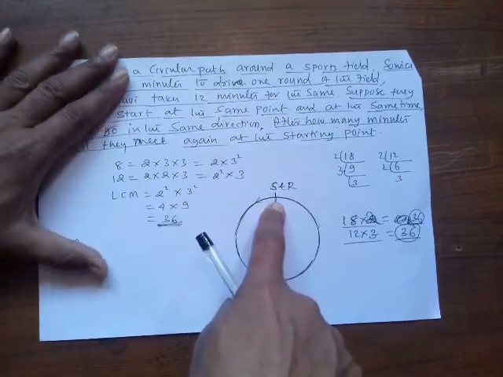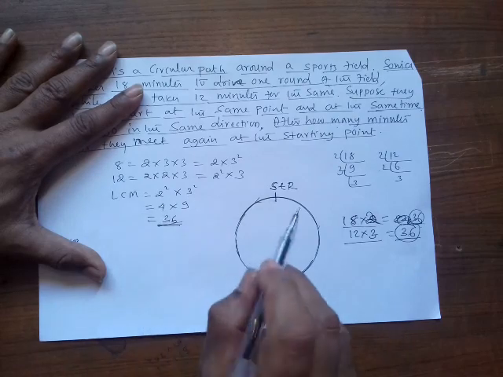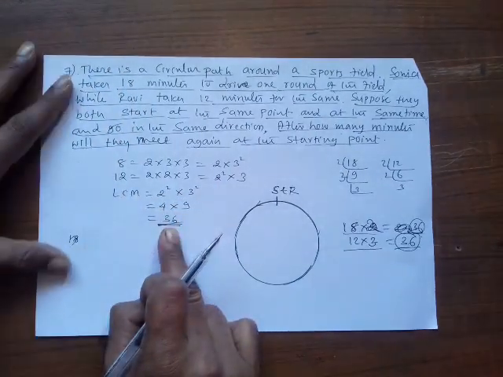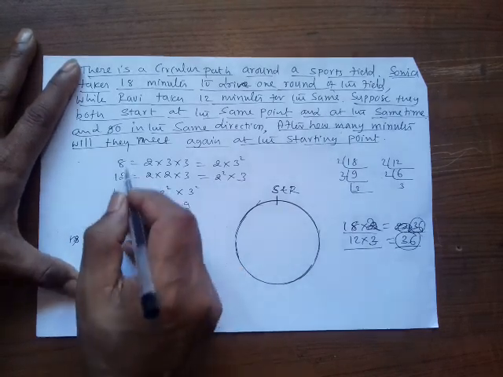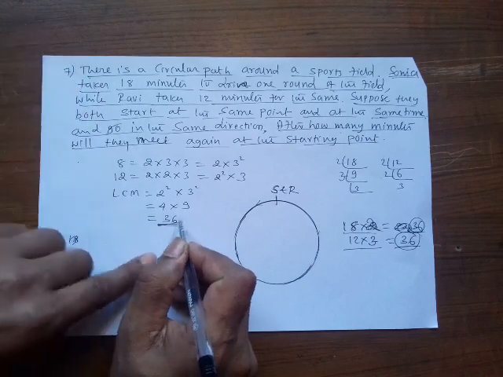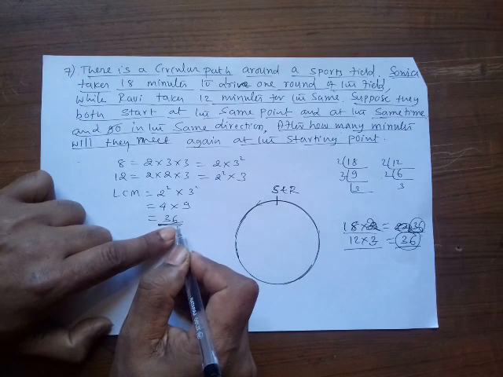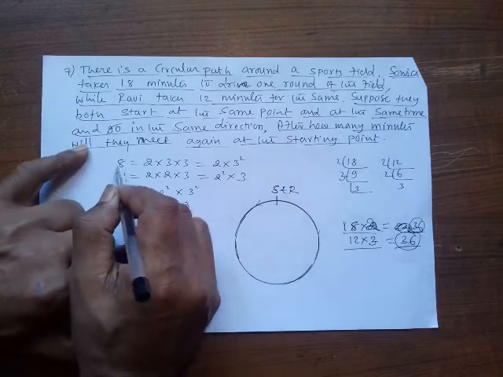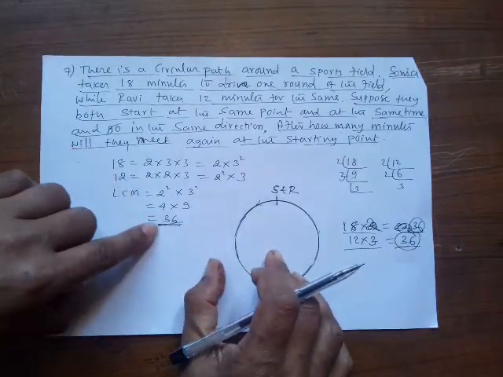So you have to find the LCM, the least common multiple. We have already learnt how to find the LCM by the prime factorization method. According to this, the LCM is 36. The LCM of 18 and 12 is 36.